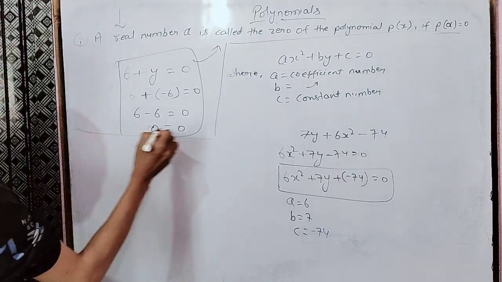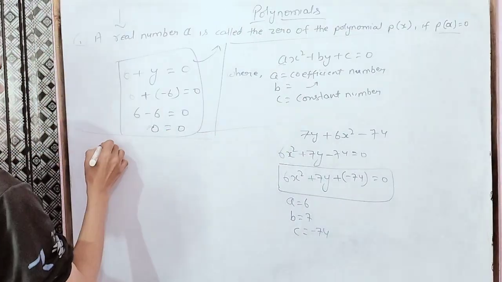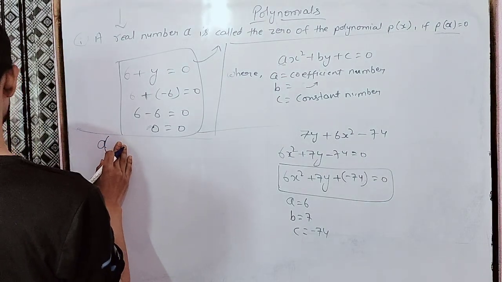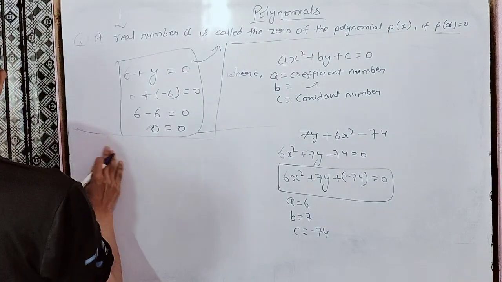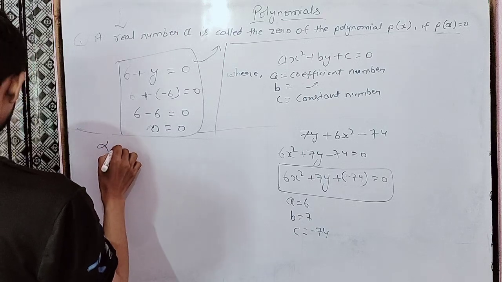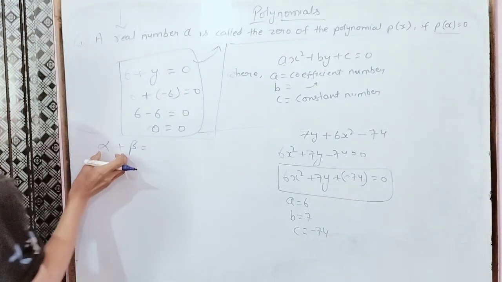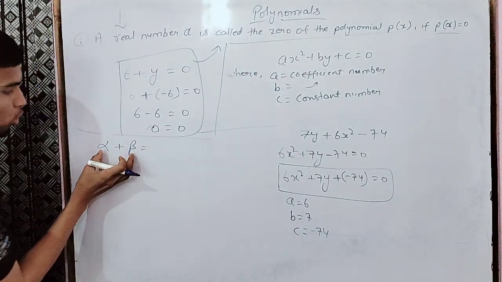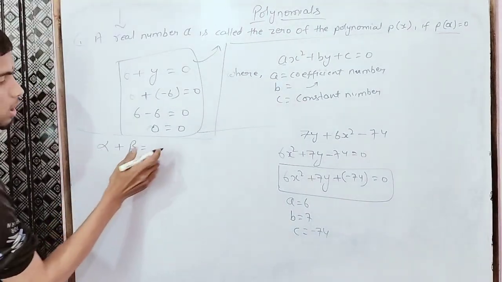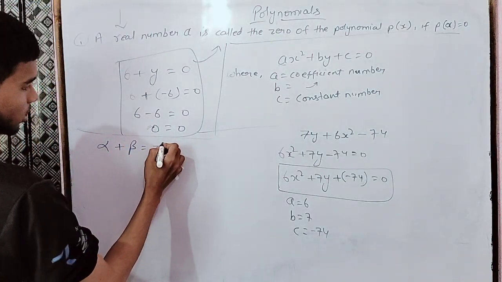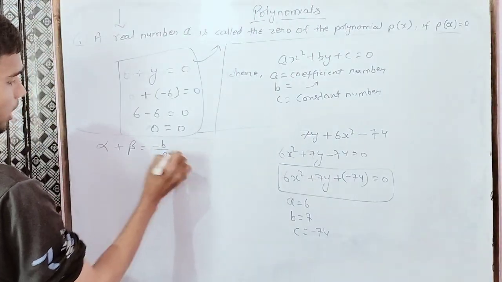Now let's understand something different. Do you know alpha? Alpha plus beta. We are adding the sum of alpha plus beta. It would give us minus b upon a.